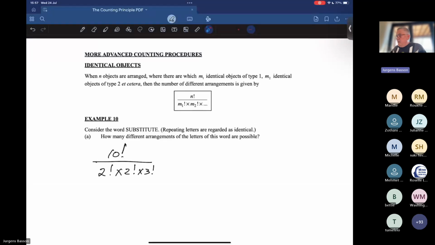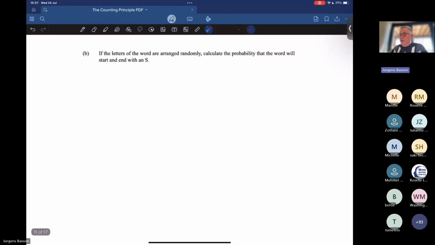Now, ladies and gentlemen, the next question, still on substitute, it's only the B part, but now I ask for probability. Now, this probability question, one must be very careful. But please, if you just focus with me, then you will see something. I want to show you what exactly happens here.